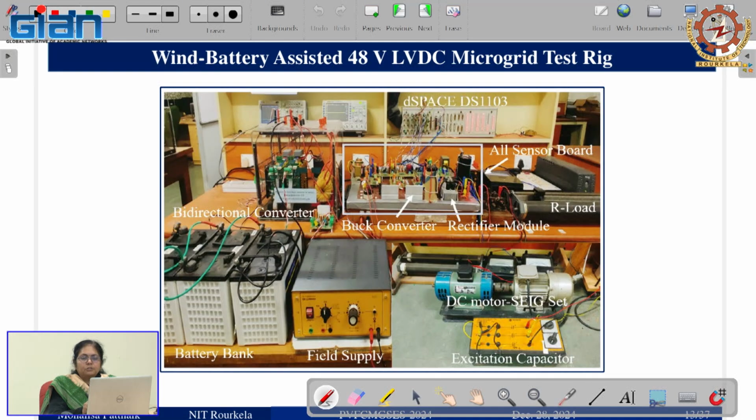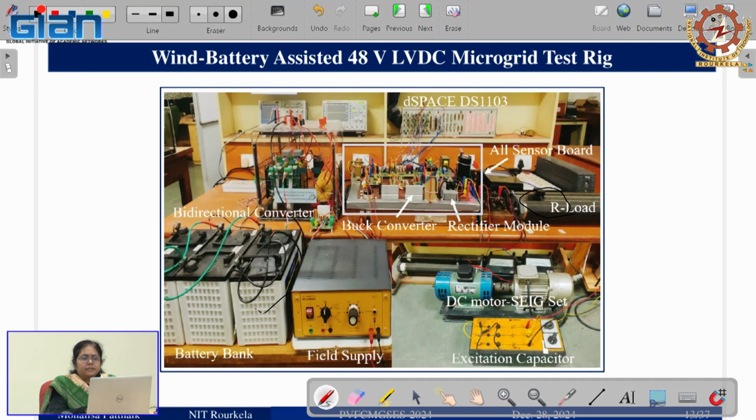We have this DC motor SAG set. This is the excitation capacitor bank here, and as I told, this is a DC motor operating in a separately excited mode. So we have the field supply for the DC motor. First we used a lead acid battery of 3 cells, 36 volt as I told, and gradually now we are going for 2 sets, meaning 24 volt. This is the resistive load; we are testing with the resistive load till now.